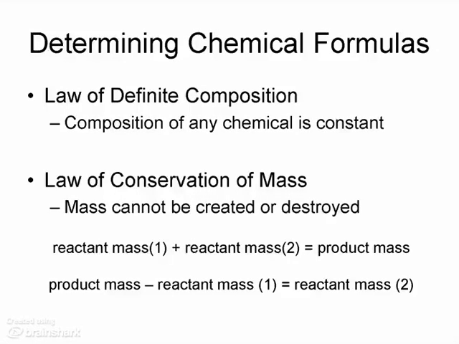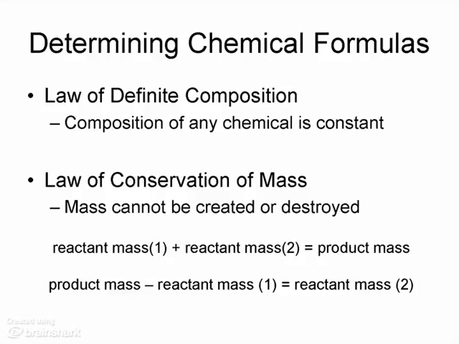One is the law of definite composition, which states that the composition of any chemical compound is constant, and the other law is the law of conservation of mass, which states mass cannot be created or destroyed, it just goes somewhere else. So we can assume that if we have some amount of product, and we know how much of one reactant was used, we can figure out how much of the other reactant was used just by subtraction.